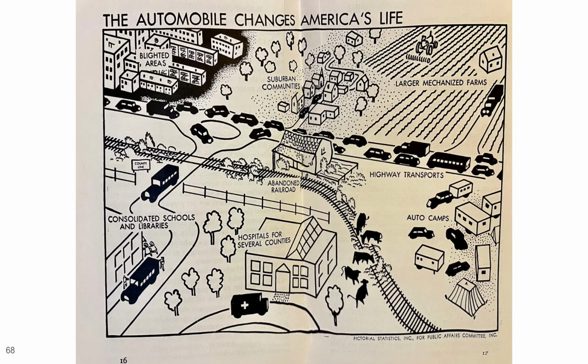I found this diagram, how the automobile changed America's life, and I thought it was really nice. It's from the 40s or so, and it's a lot of things that we've talked about. So blighted areas, suburban communities where people are moving outside the city, abandoned railroads as they weren't as important for transportation. You could have a hospital that would serve several counties now because you can drive there. Consolidated schools and libraries for the same reason. Larger mechanized farms. So this was written at the time when the automobile was actually having these changes.